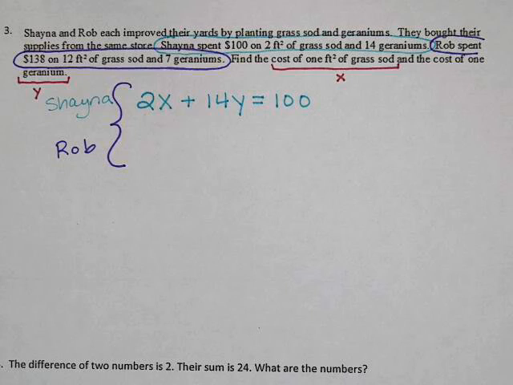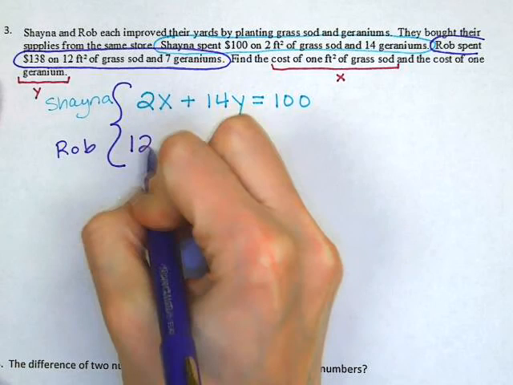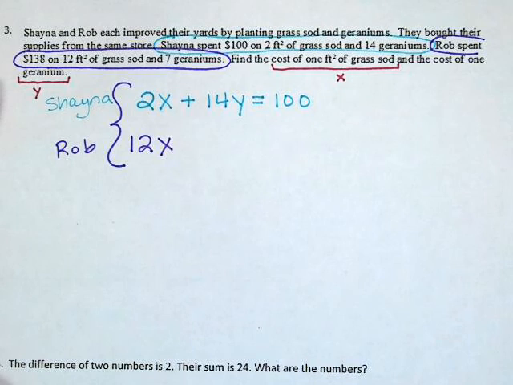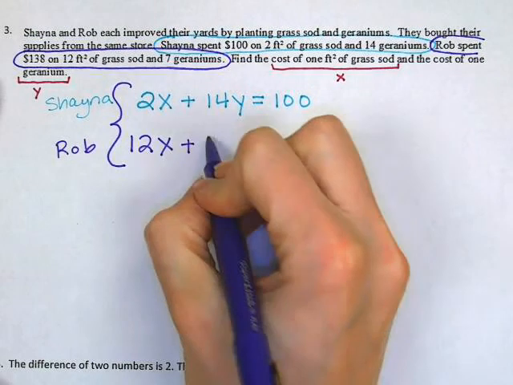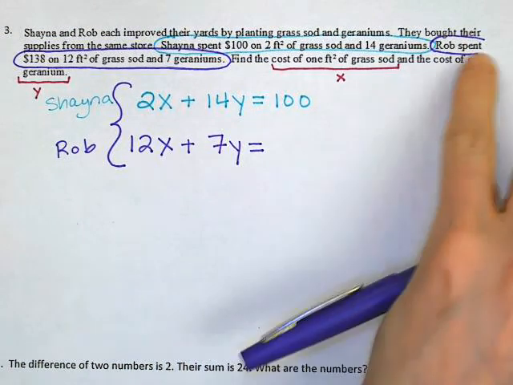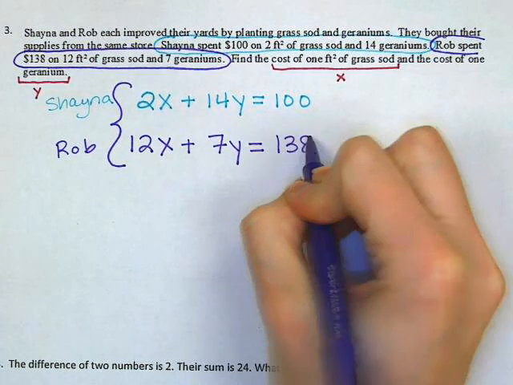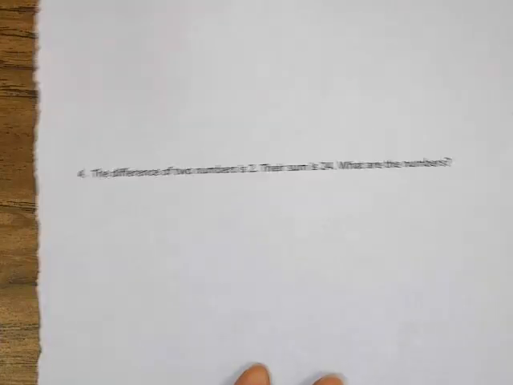And then let's do the same thing for Rob's similar situation. Rob bought 12 square feet of grass sod, so 12x, plus he bought 7 geraniums, so 7y, and then how much total money did Rob spend? Rob spent $138. So that's the setup for the system. And then tomorrow we'll talk about solving it. Oh, if you guys want, we can do one more. Why not? Let's set up number 4.